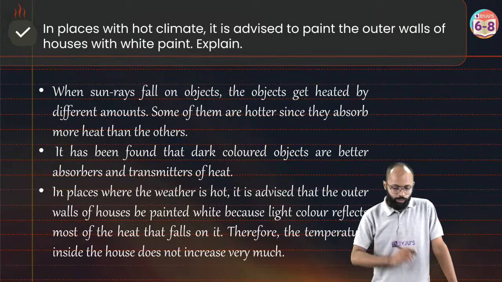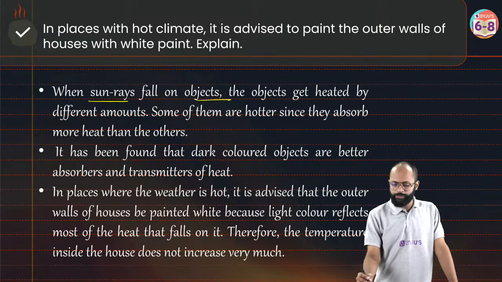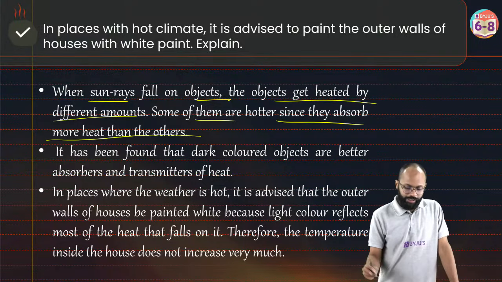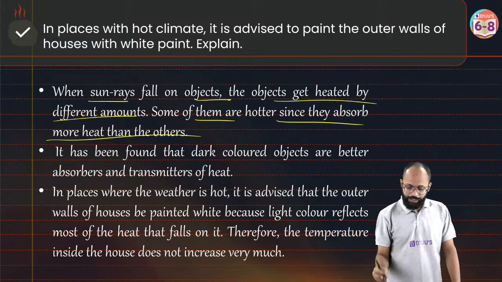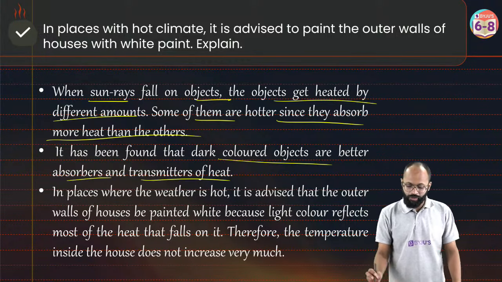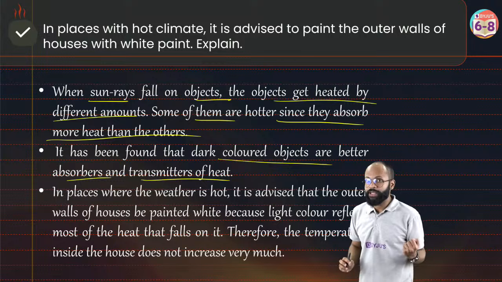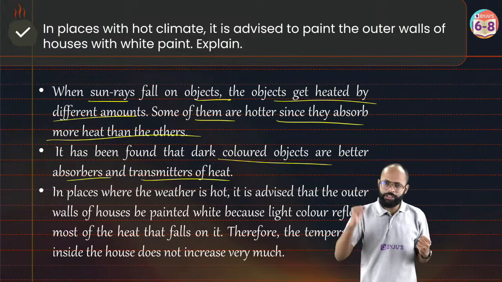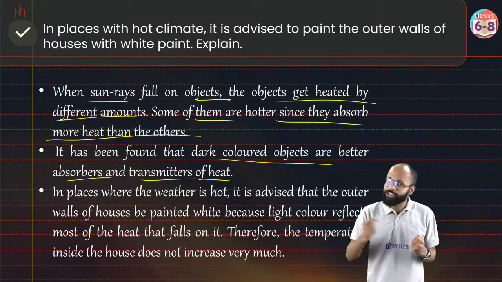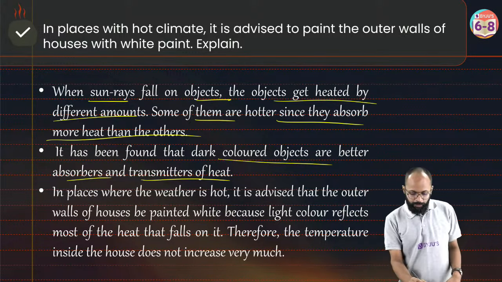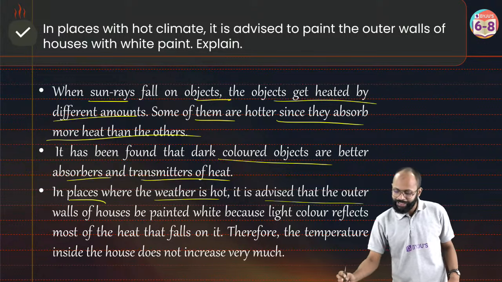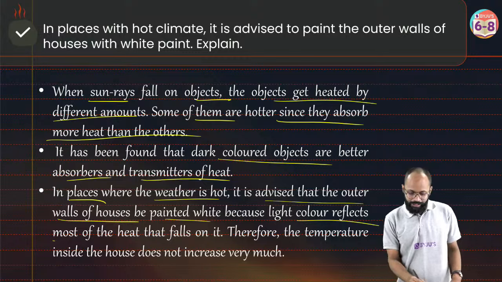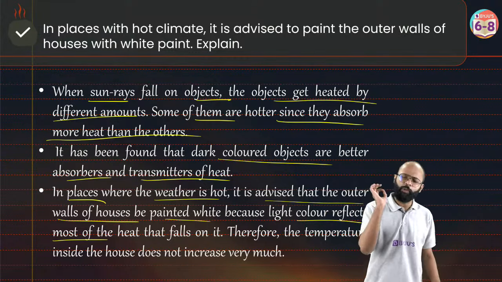Right? That's why. How to write the answer? When sun rays fall on objects, the objects get heated by different amounts. Some of them are hotter since they absorb more heat than the others. It has been found that dark colored objects are better absorbers and transmitters of heat. Jo zyada absorb karega, wo utna jaldi chhod bhi dega. Same logic. So, in places where the weather is hot, it is advised that the outer walls of houses be painted white because light colors reflect most of the heat and you will see a proper difference.